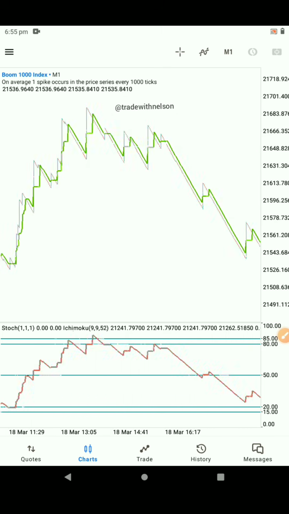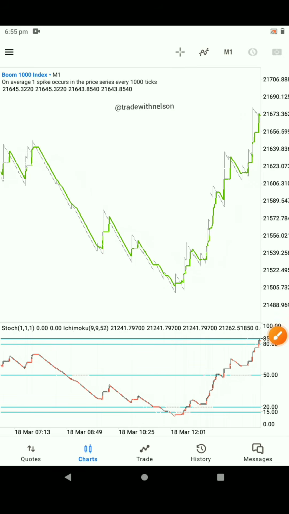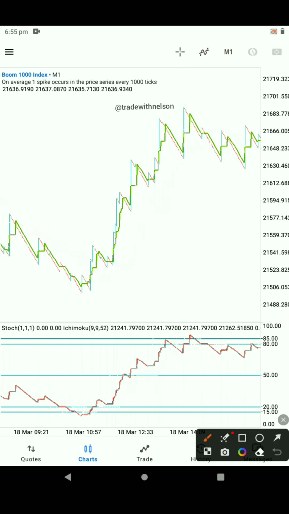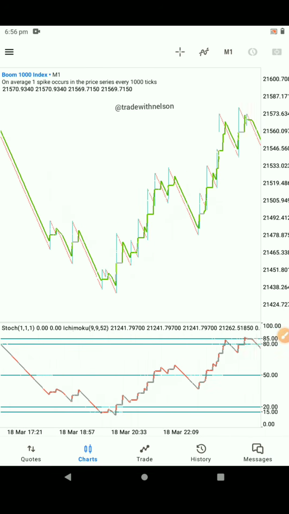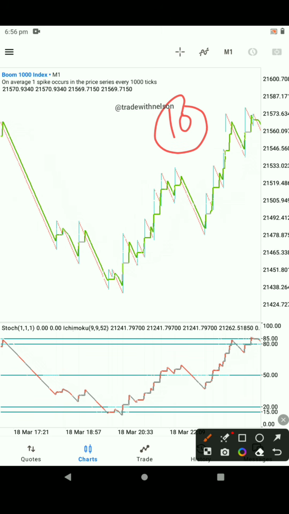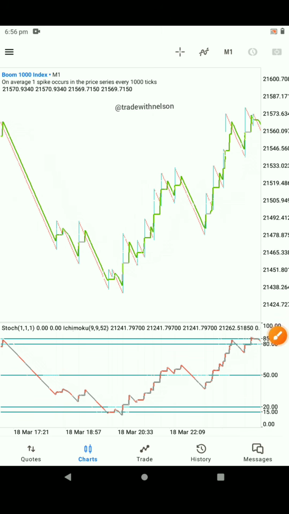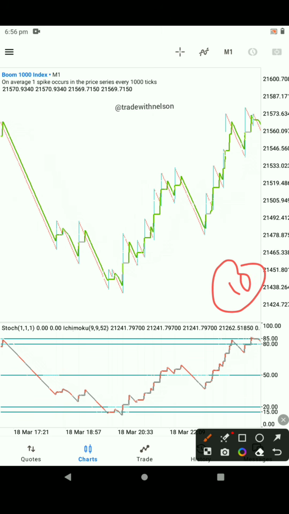Everything I'll be saying here in the boom market is applicable to the crash market. It's just that it is opposite to each other. Don't worry, I'm going to show you one or two examples in the crash market. With the retracement, you will be able to catch 10 easy candles. So first let's talk about the spike before I show you the retracement.